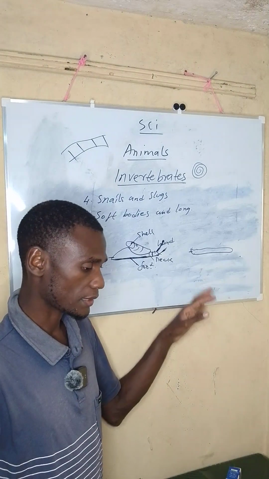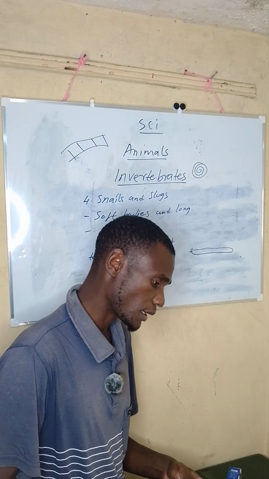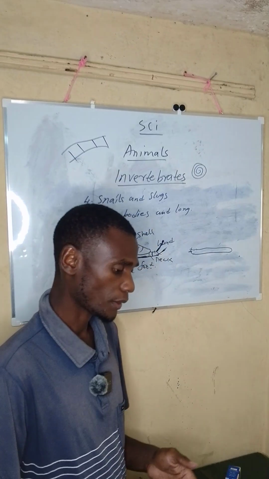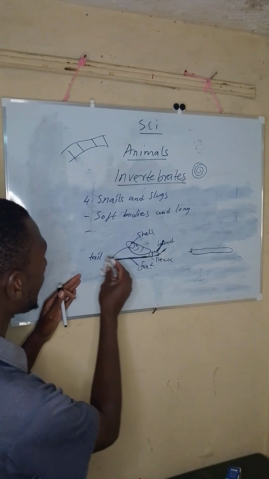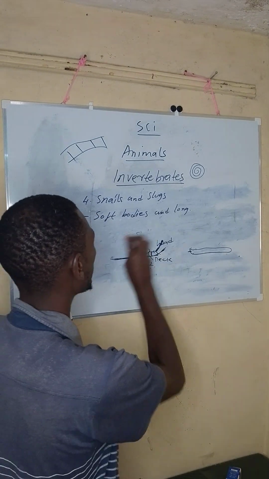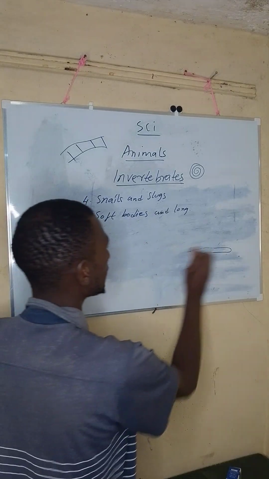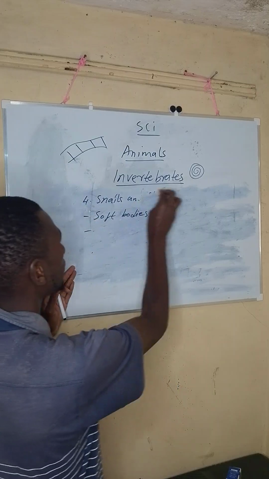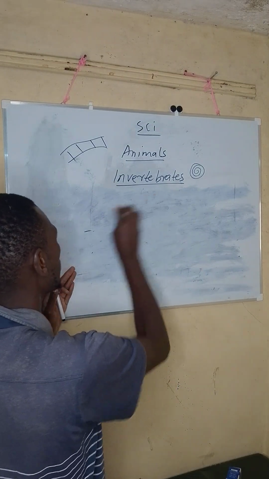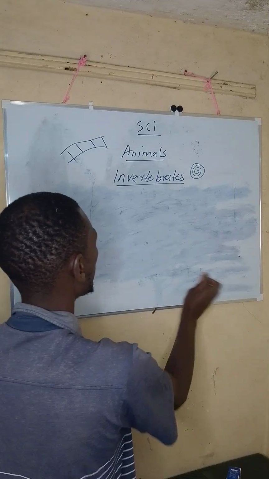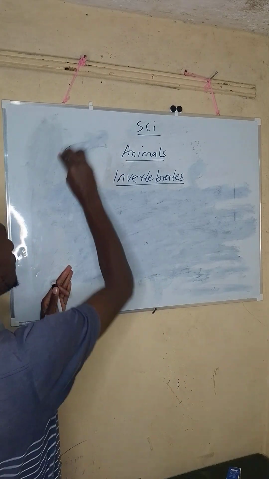and the slugs. The last group of invertebrates that are remaining here, maybe the worms, I'm not going to look at the characteristics of the worms. The last bit I want to talk about this invertebrate is that there's a special group of invertebrates that are called sea invertebrates. These ones are invertebrates that live in the sea. We call them sea invertebrates.